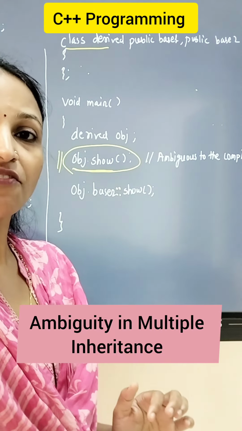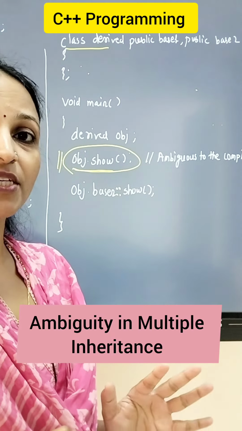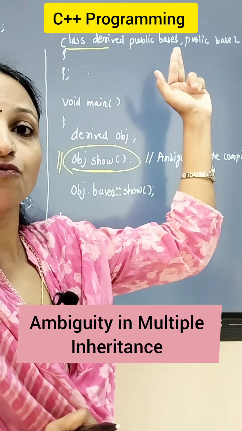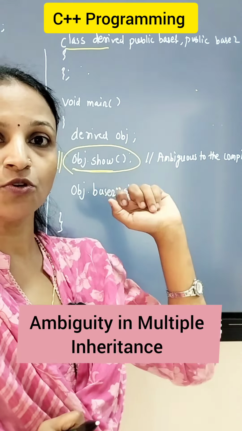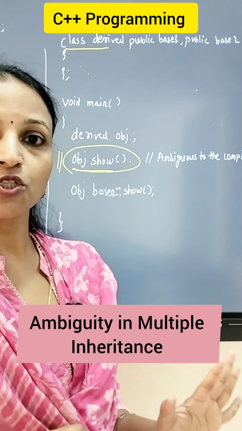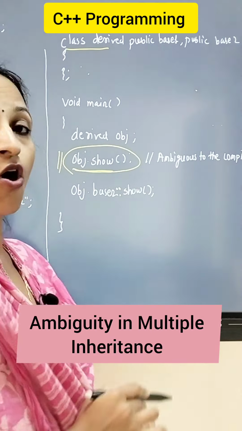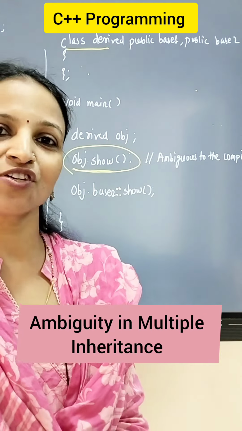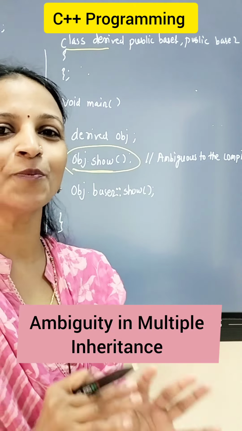In that case, whenever we call obj.show, there are actually two copies of the show member function in this derived class. Why? Because one is from Base1 and the second is from Base2. Now there are two copies of show in the derived class. Which one is to be called, from Base1 or Base2? That is an ambiguous situation for the compiler, and we can resolve that with the help of the scope resolution operator in C++.